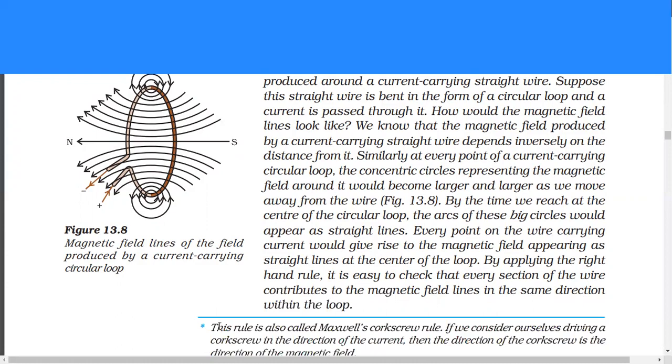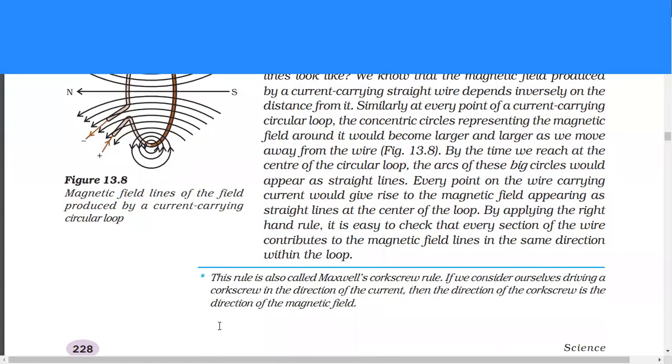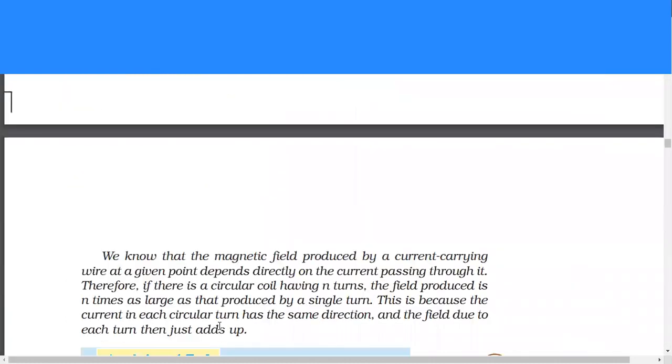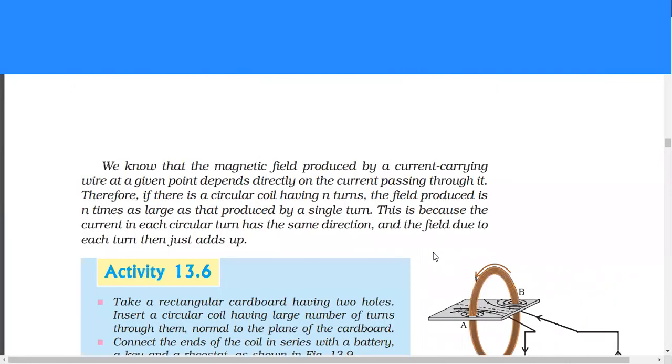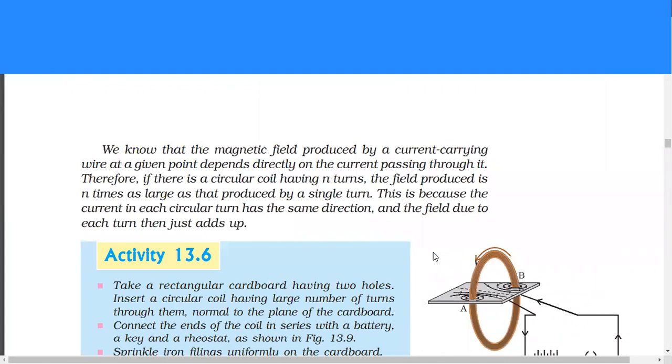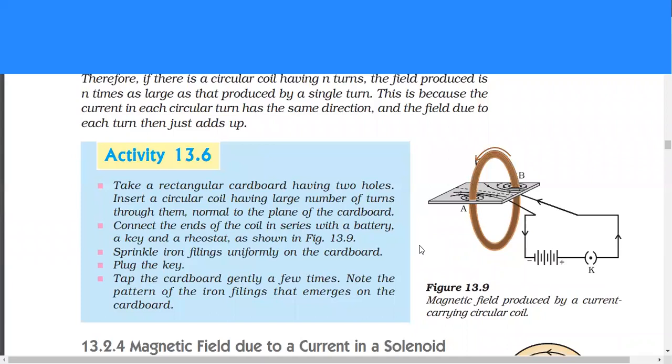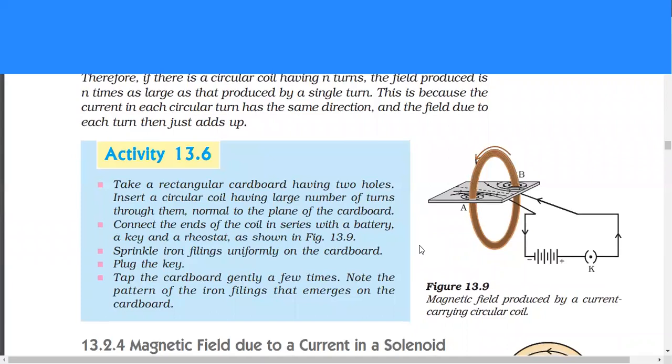By applying the right hand rule, it is easy to check that every section of the wire contributes to the magnetic field lines in the same direction within the loop. We know that the magnetic field produced by a current carrying wire at a given point depends directly on the current passing through it. Therefore, if there is a circular coil having n turns, the field produced is n times as large as that produced by a single turn. This is because the current in each circular turn has the same direction and the field due to each turn then just adds up.